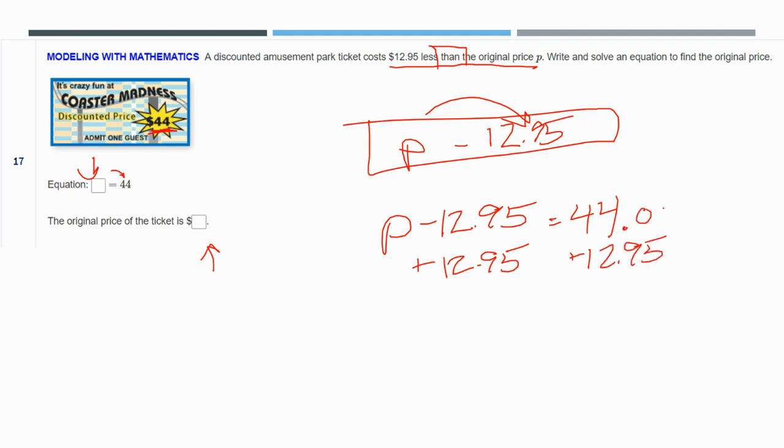And if you wanted to do this with decimals addition, you would do it like that and get P is equal to 56.95.